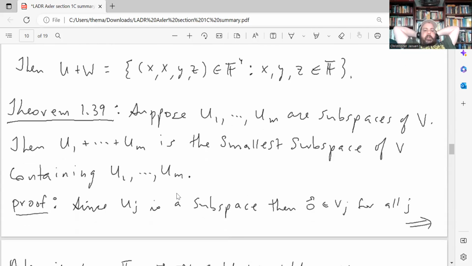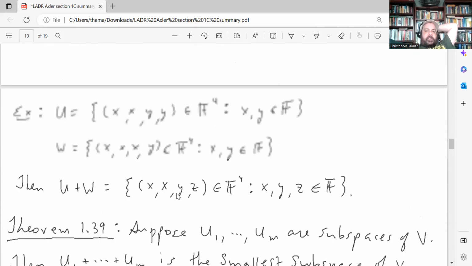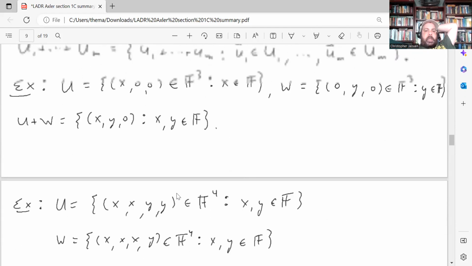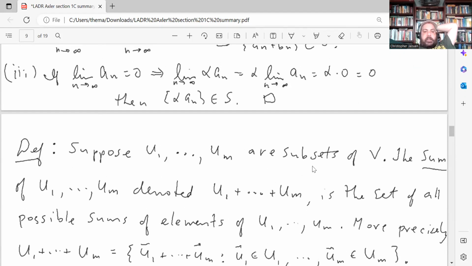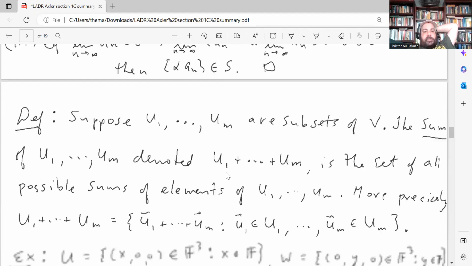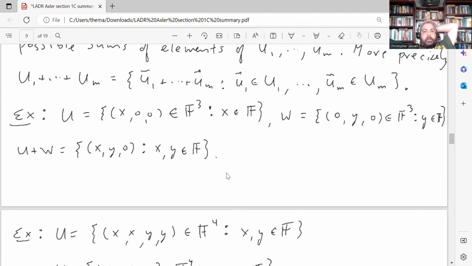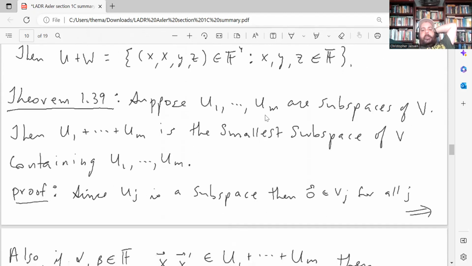All right, here's a theorem. Suppose U1 through UM are subspaces of V, then U1 plus ... plus UM is the smallest subspace of V containing U1 through UM. Oh, so actually, I should say, just because I talked about subspaces up here a second ago, the definition of sum doesn't necessarily mean that U1 through UM have to be subspaces. They could just be arbitrary subsets, but in that case, the sum will not likely be a subspace. But here the theorem says if U1 through UM are subspaces, then the sum is a subspace, right? And in fact, it's the smallest subspace of V containing all of those subspaces.